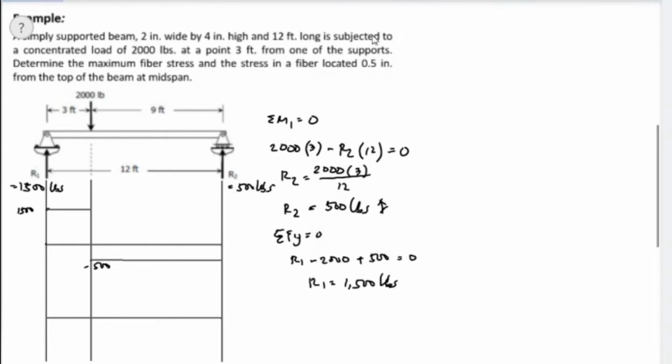This is equivalent to negative 500. And from this point up to the reaction 2, the value is 500, and it is upward. So negative 500 plus reaction 2, which is 500, and the value is 0. So this will be 0. And we have the shaded area.